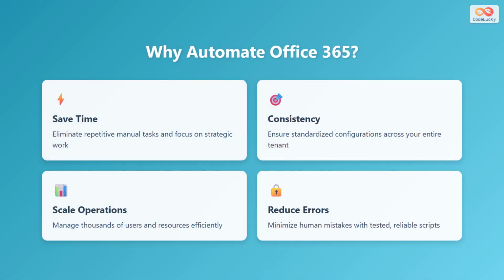Before diving into the technical details, let's understand why automation is crucial for Office 365 management. First, automation saves significant time by eliminating repetitive manual tasks, allowing you to focus on more strategic initiatives. Second, it ensures consistency across your entire tenant by applying standardized configurations every time, reducing variations that can occur with manual processes. Third, automation enables you to scale your operations efficiently, making it possible to manage thousands of users and resources without proportionally increasing administrative overhead.